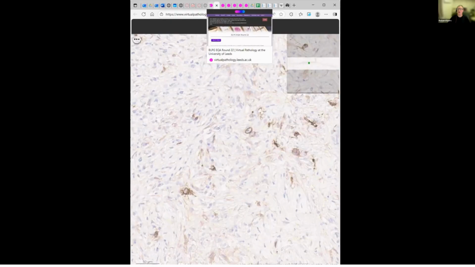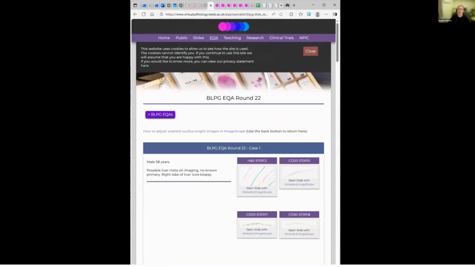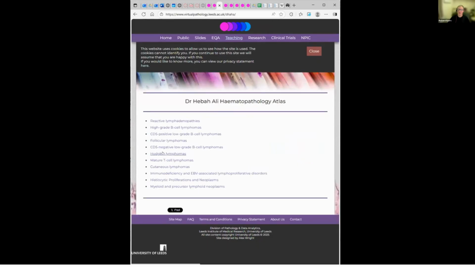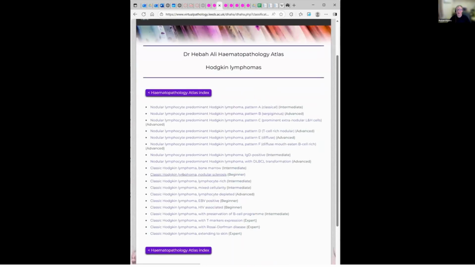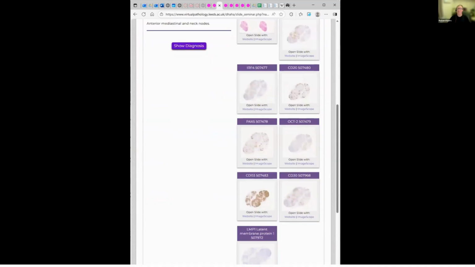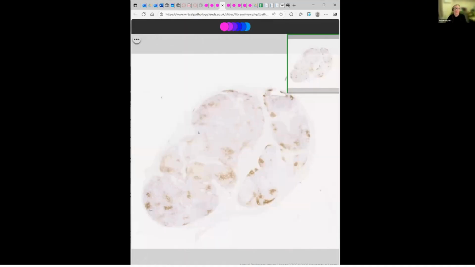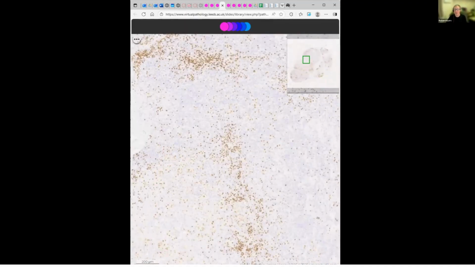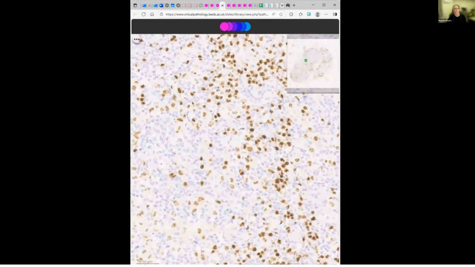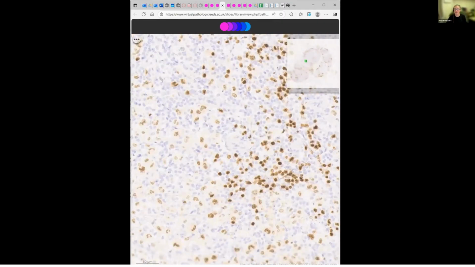Now, I'm just going to go to Hiba Ali's set and see if I can find an example of a classical Hodgkin's with PAX5. So let's see if we've got any with PAX5. Yeah, here we are. So there's a good example of PAX5 in Hodgkin lymphoma. So PAX5 is a B cell marker. And as we know, Hodgkin is actually under the umbrella of B cell lymphoma now in the classification.